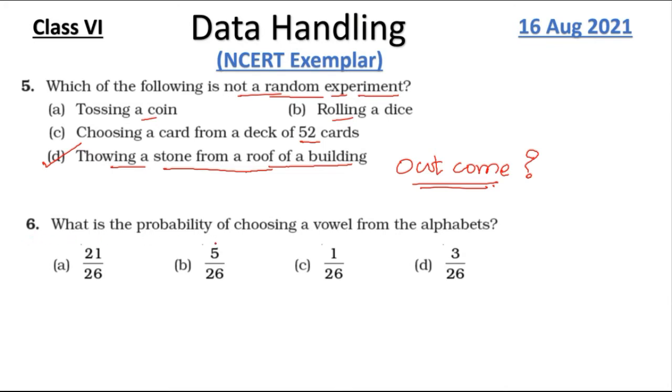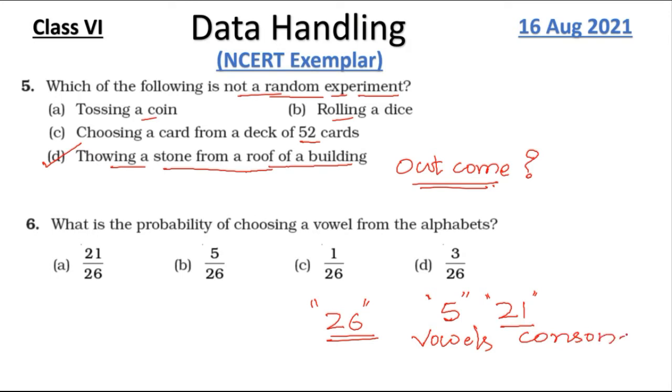Question 6. What is the probability of choosing a vowel from the alphabets? We know that totally there will be 26 alphabets. Out of these 26 alphabets, 5 of them are vowels and 21 are consonants. Probability of choosing vowels is the 5 vowels out of the total number of alphabets. So 5 by 26 is the right answer.